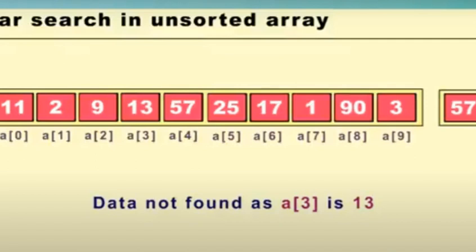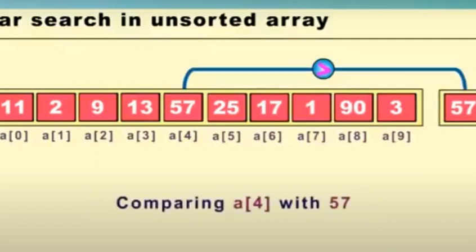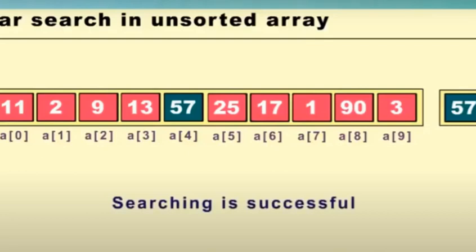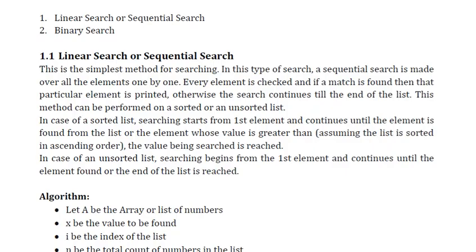Thus, incrementing the index to A[4]. Comparing A[4] with 57. Here, as you can see, data found as A[4] is 57. This is how the linear search is done and the searching is successful. This was about the unsorted list.